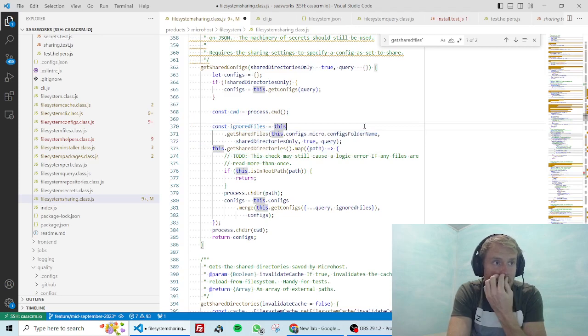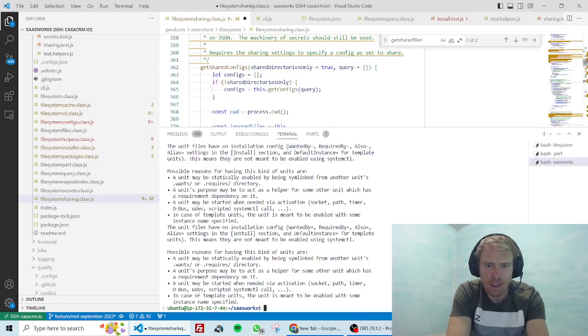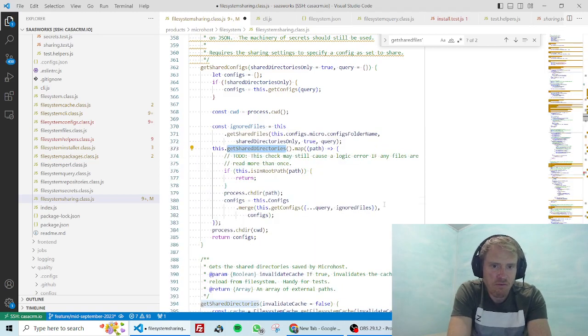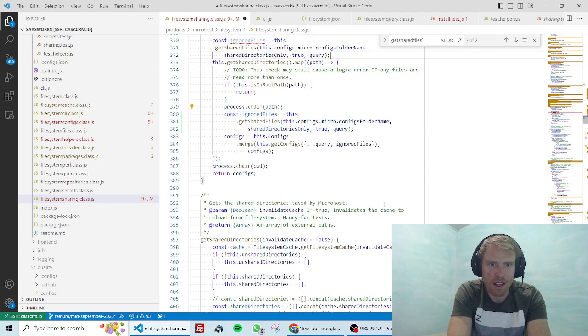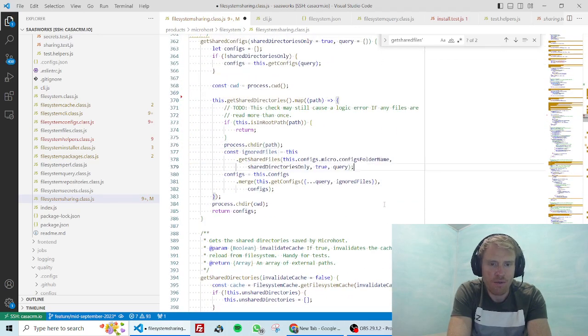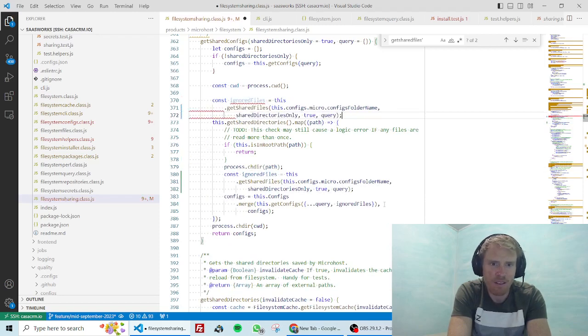So just running this get shared files for each shared directory, and that really was not only unnecessary processing, not really doing anything for the system, but in terms of finding that type of a bug, not the easiest one to find.